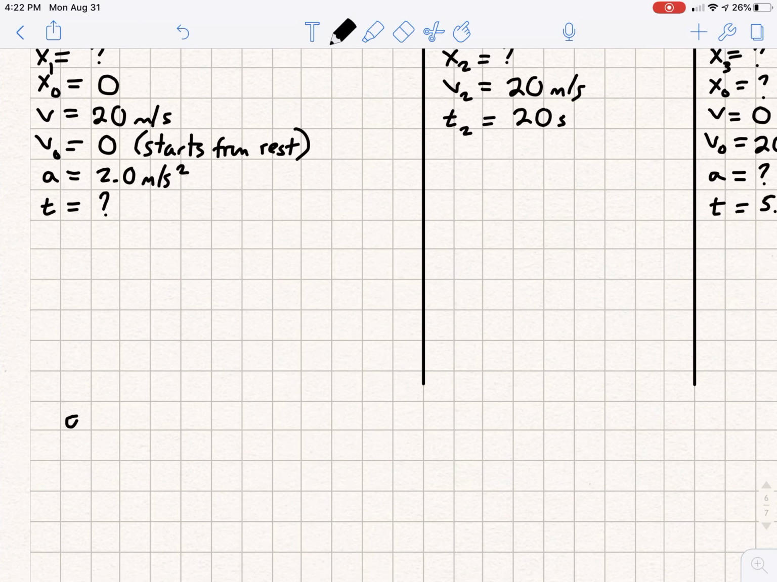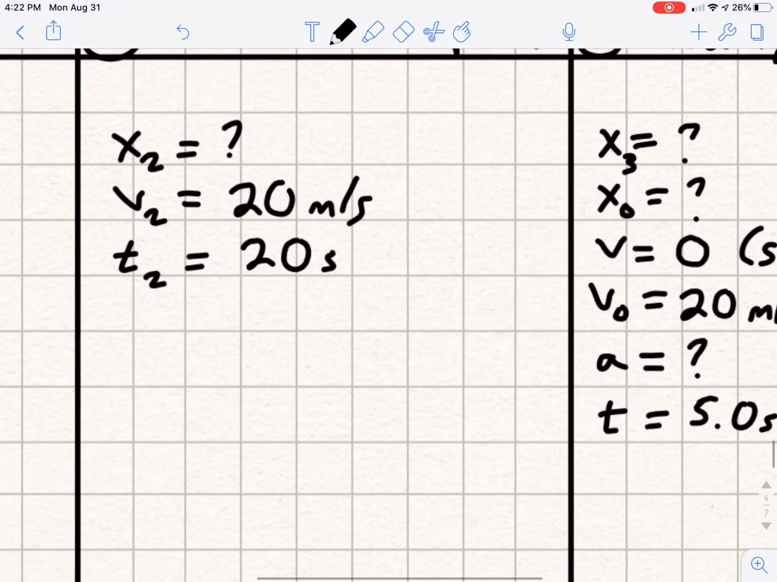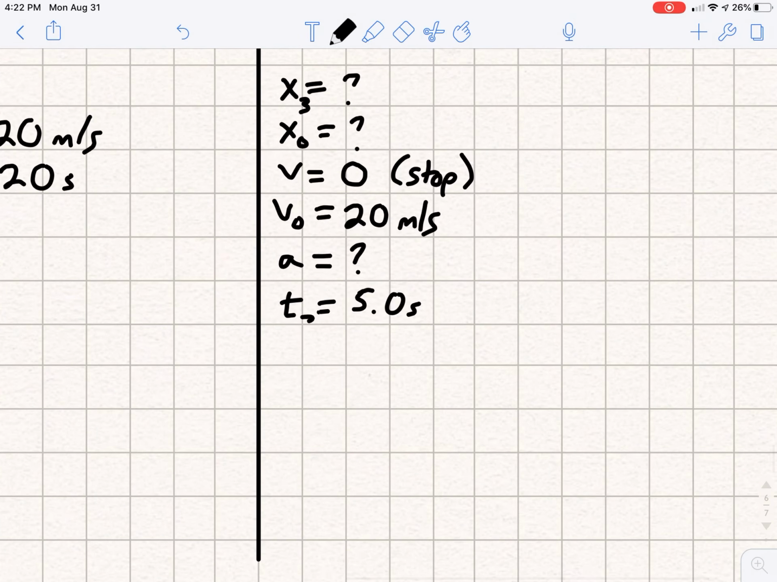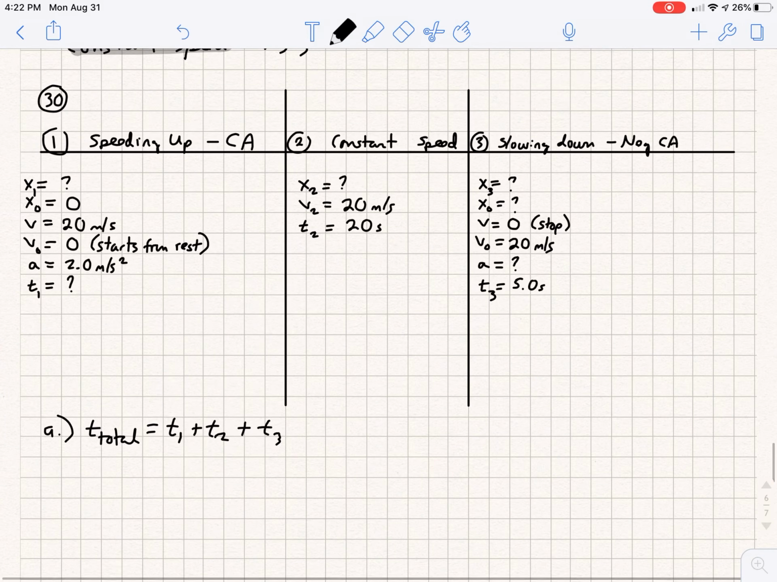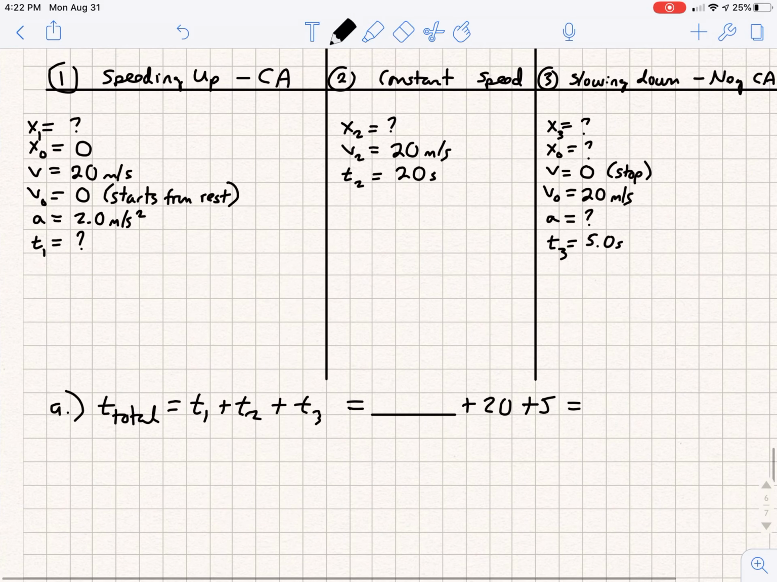Now, to answer part A, we need the total time. That would be T1 plus T2 plus T3. So this would be T1, 20 seconds is T2, and 5 seconds is T3. So we already know part of this answer already. I'm going to leave a blank to come back to that. Plus 20 plus 5. Right? We're two-thirds of the way done.